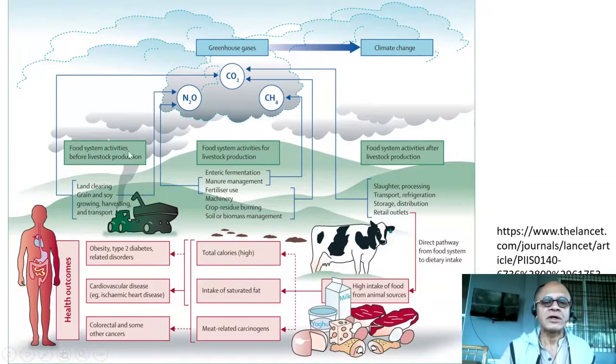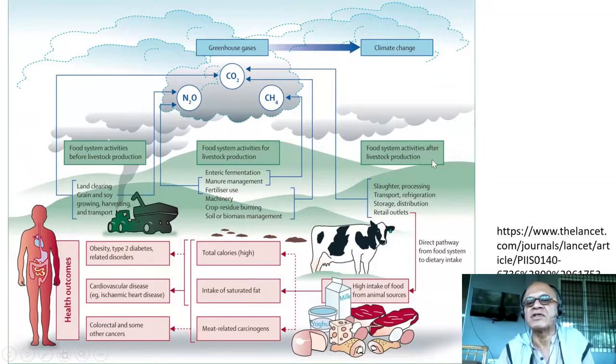Looking here again, this is another schematic from a Lancet article which looks specifically at greenhouse gases contributing to climate change from food system activities before livestock production, so land clearing, grains and soy growing, harvesting and transporting, producing N2O, CO2, methane, and food system activities for livestock production like feed stocks and so on, enteric fermentation, manure management, fertilizer use, machinery, crop residue burning, soil or biomass management.